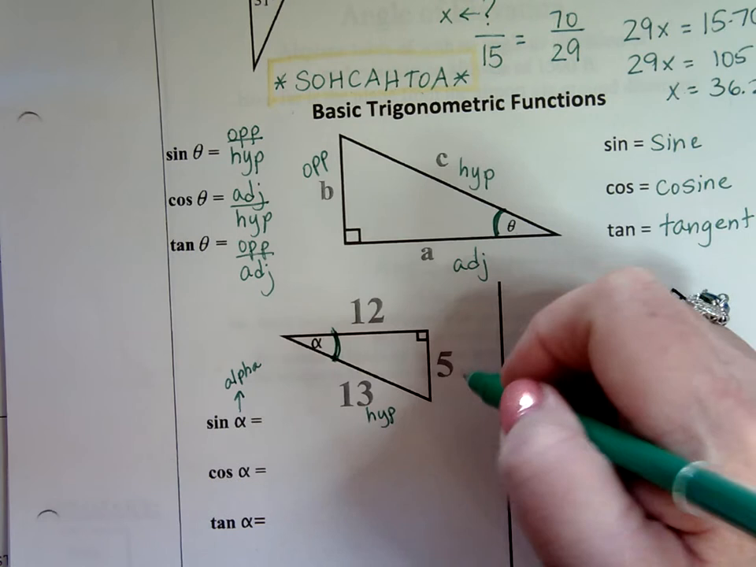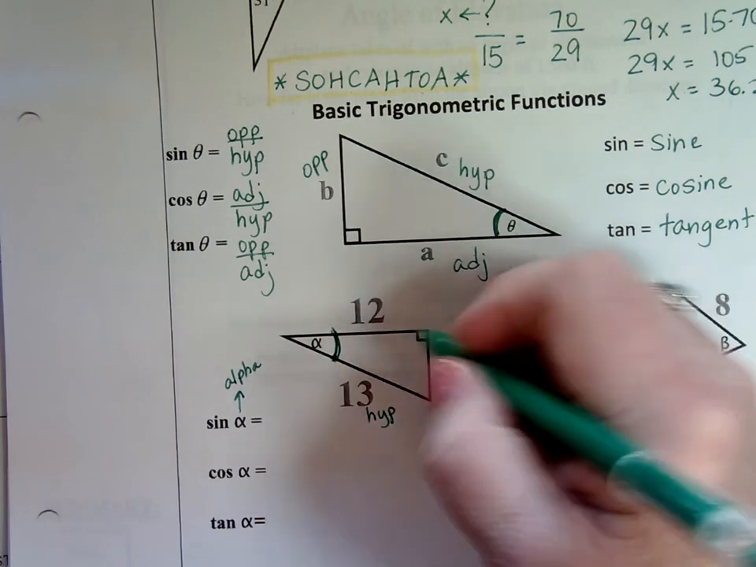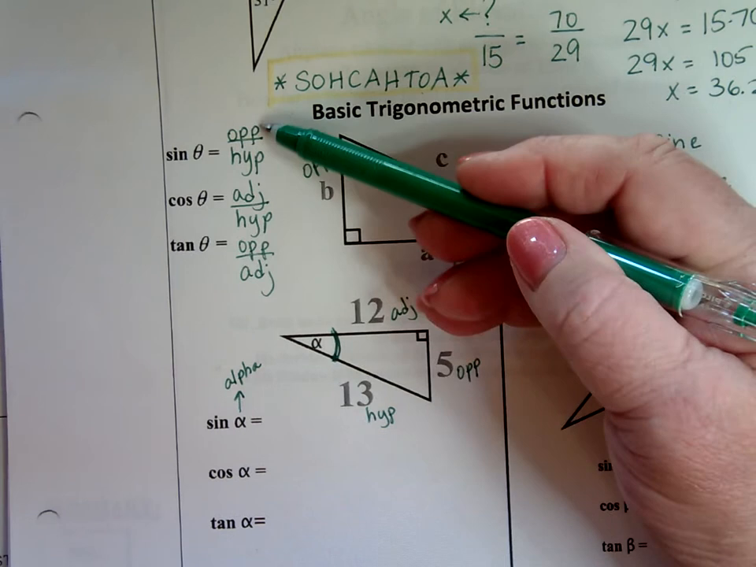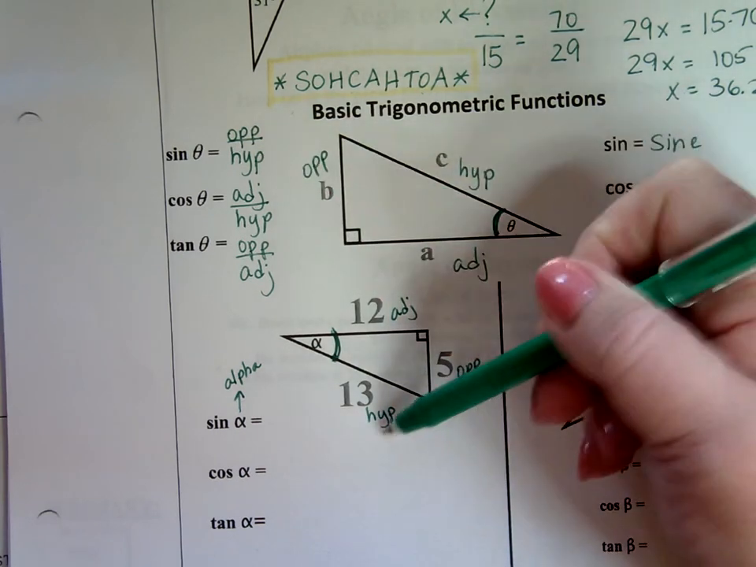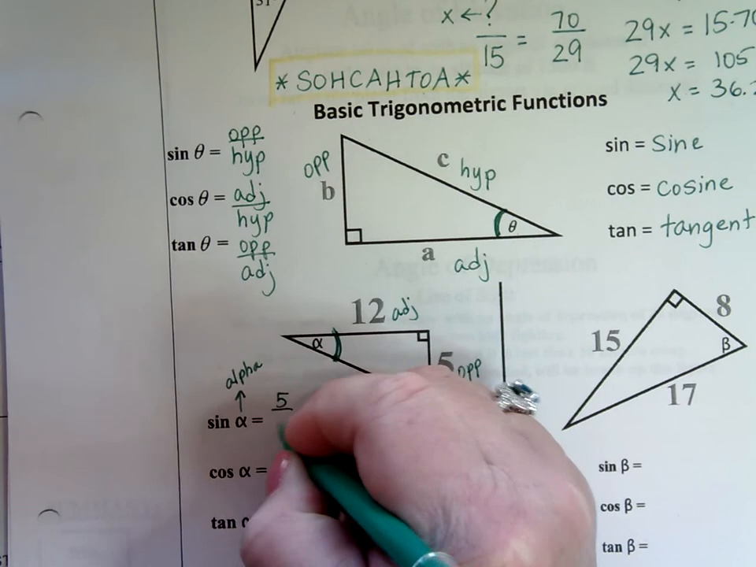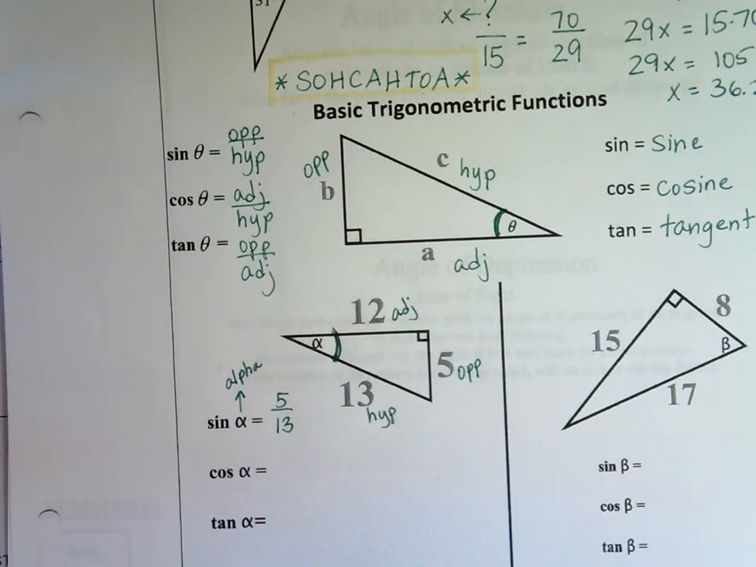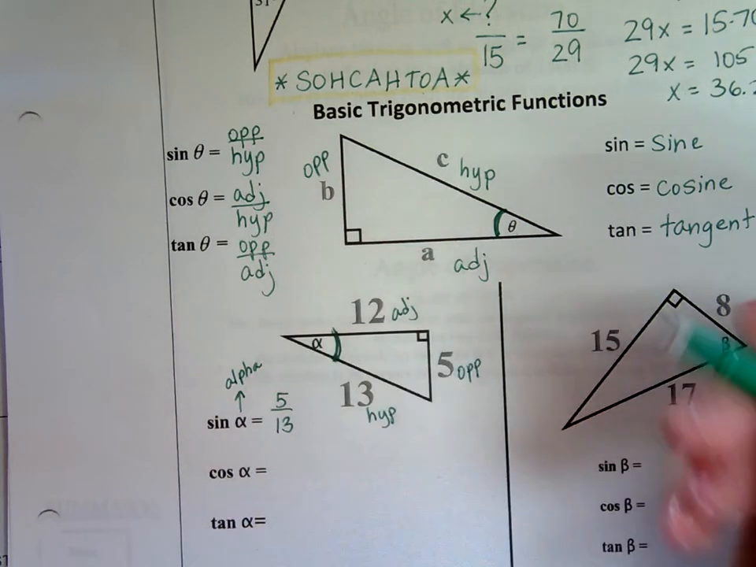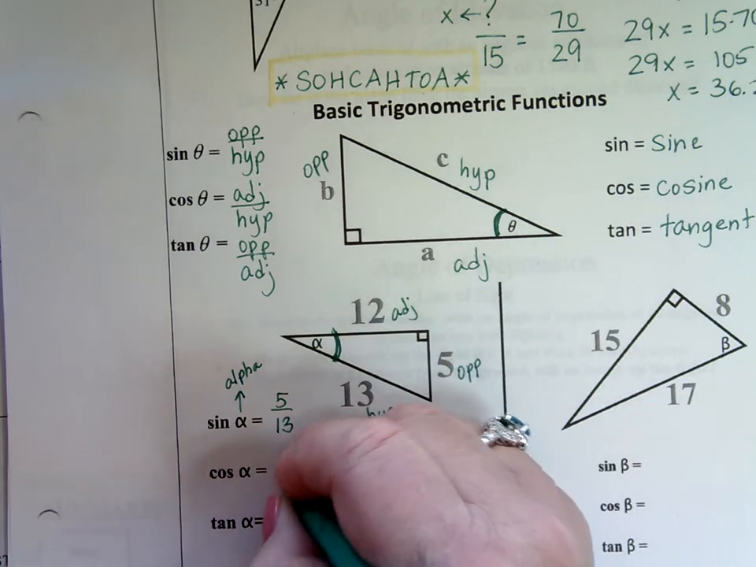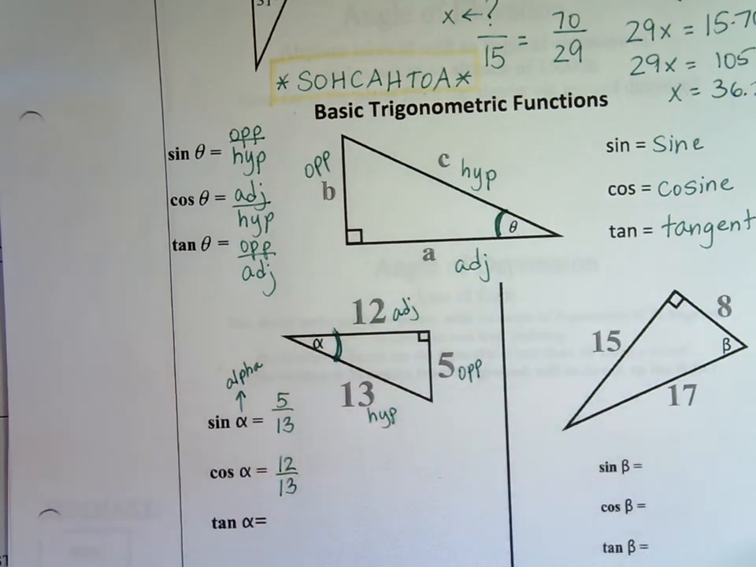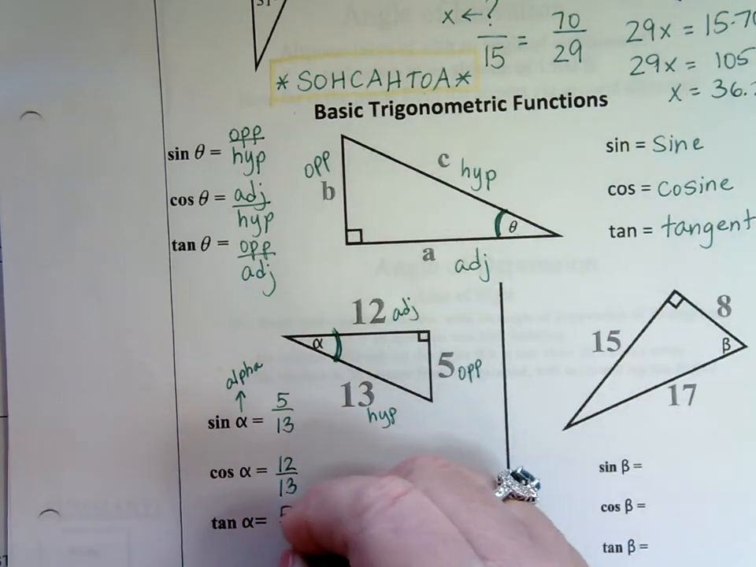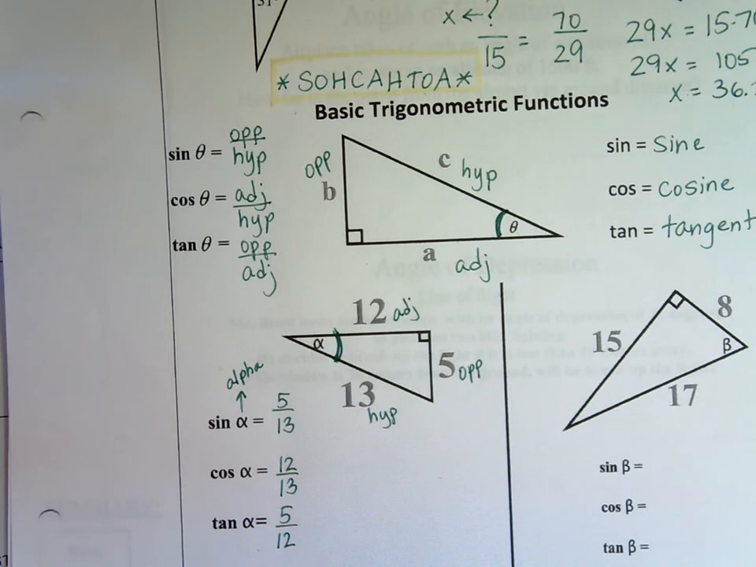5 is far, far away. It's the opposite. 12 touches it. It's adjacent. And once you have it labeled, then it's pretty easy. Opposite over hypotenuse: opposite is 5, hypotenuse is 13. This would be the fraction 5 over 13. Next one, cosine is adjacent over hypotenuse, so that's 12 over 13. And if I go for tangent, tangent is opposite over adjacent, 5 over 12. Done. That's it. You're just setting up the fractions.